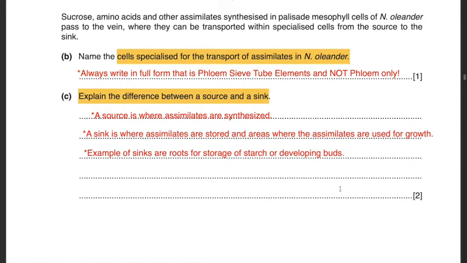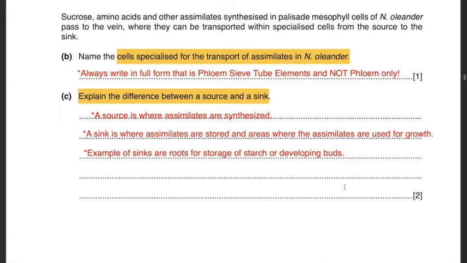Part C. Explain the difference between a source and a sink. Remember these key points. A source is where assimilates are synthesized or made. A sink is where assimilates are stored and areas where the assimilates are used for growth. Examples of sinks are roots for storage of starch or developing buds. Again, a source is where assimilates are synthesized. Some sources being a leaf of a plant, where photosynthesis occurs and the plant makes its own food, hence the leaf being a source.